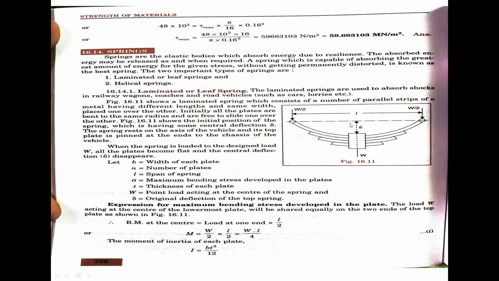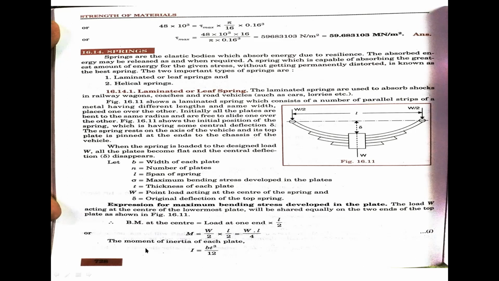Bending moment at the center equals the load at one end times the distance. That means half of the length, L by 2, so the bending moment equals W by 2, half of the load, into L by 2. Finally, WL by 4. This is the bending moment of a leaf spring, or laminated spring.